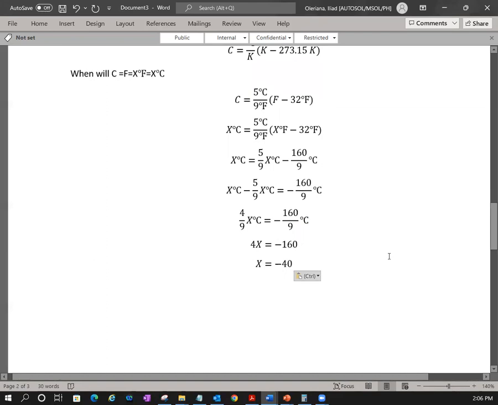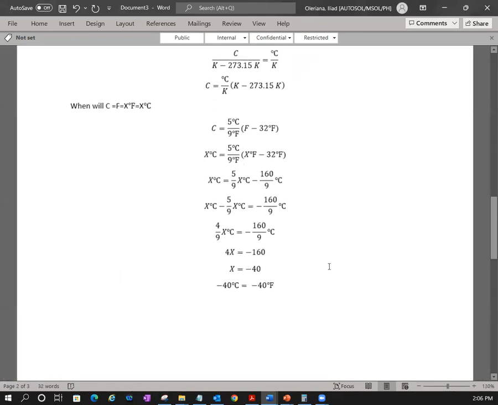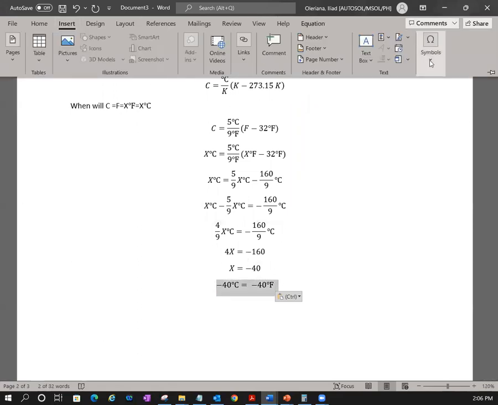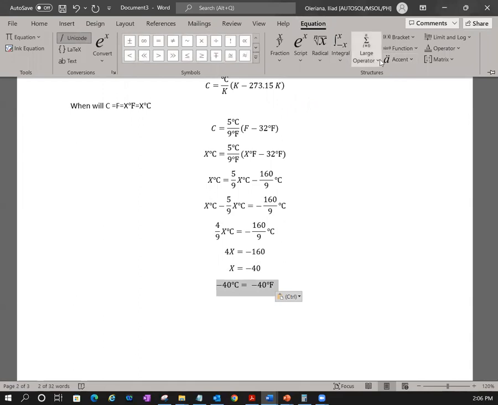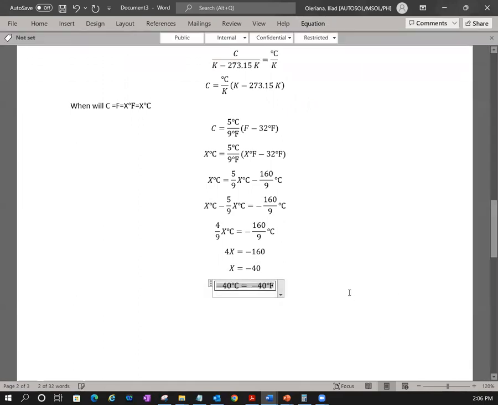So, x is equal to negative 40. So, yan yung number kung saan mag-i-equal yung degrees Fahrenheit at degrees Celsius sa scale nila. So, negative 40 degrees Celsius is equal to negative 40 degrees Fahrenheit. Okay? Understood? So, okay. Lagay natin sa box.